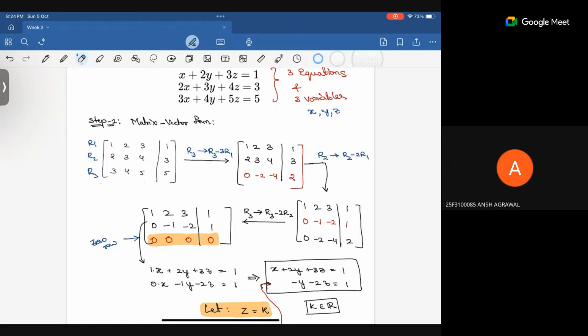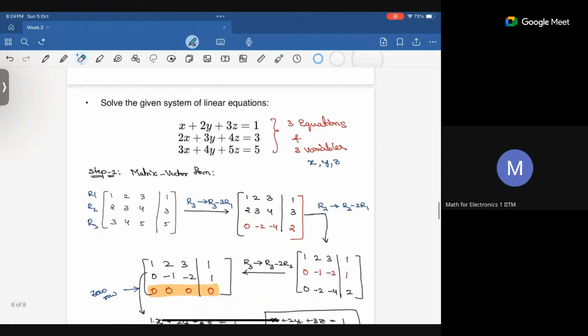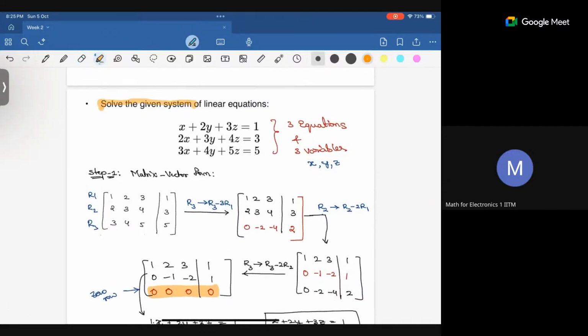Sir, can't we say by looking at row 3 that all the elements are zero? So can't we say directly that it will have infinitely many solutions? Yeah, it will have infinitely many solutions, but the question is to solve the given system of linear equations, right? So you should also give the solution. If the question is about what type of solution this system has, then you can stop at infinitely many solutions. But if the question is asking for the solution, then you have to solve till the very end.